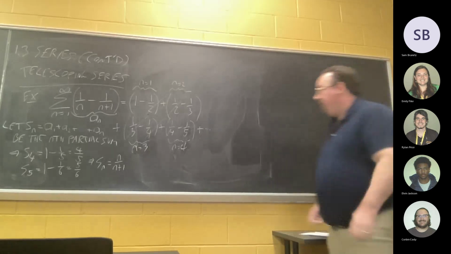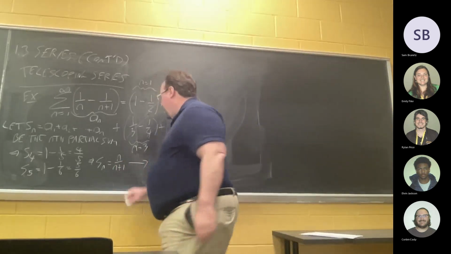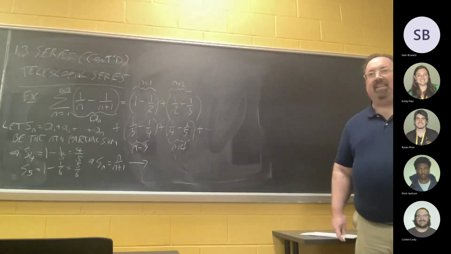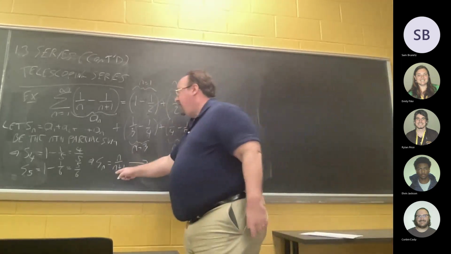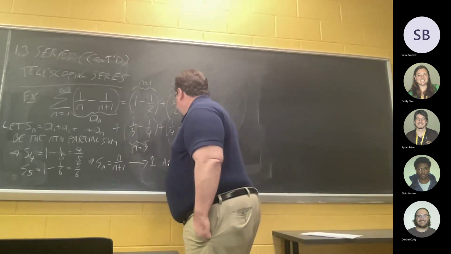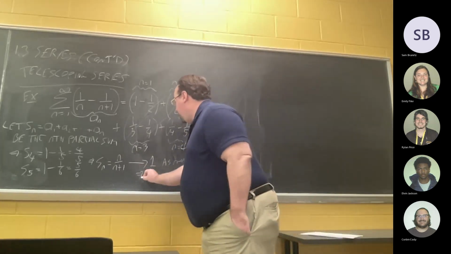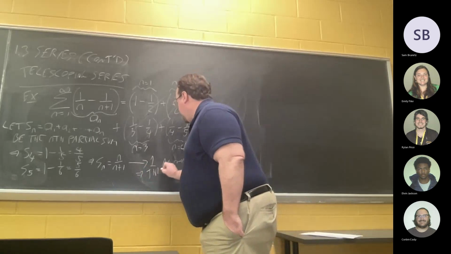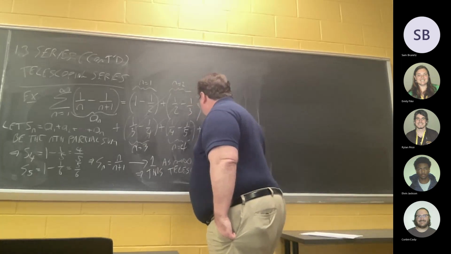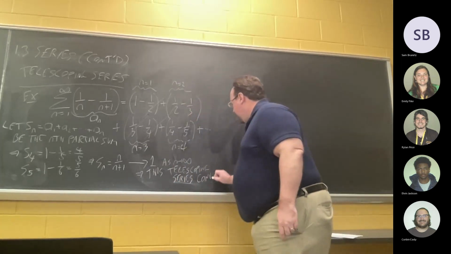Okay, so what happens to this as n goes to infinity? Right, it approaches 1. Yes. So this sequence of partial sums converges to 1 as n goes to infinity. So we can conclude that this telescoping series converges to 1.